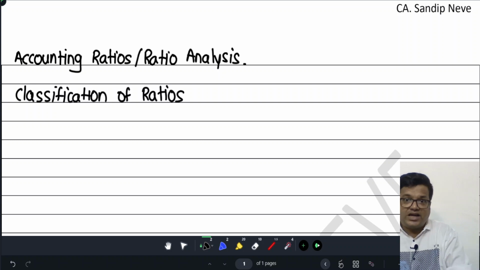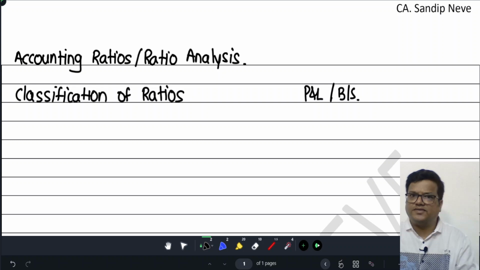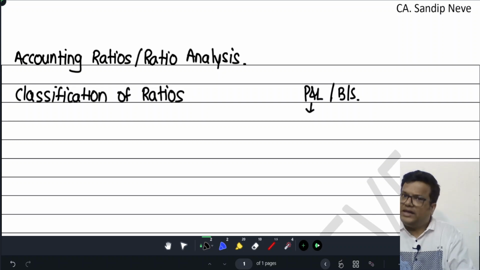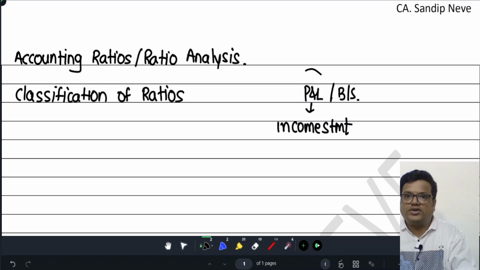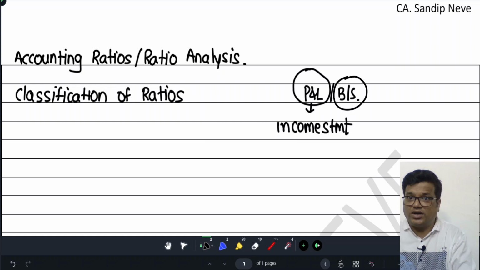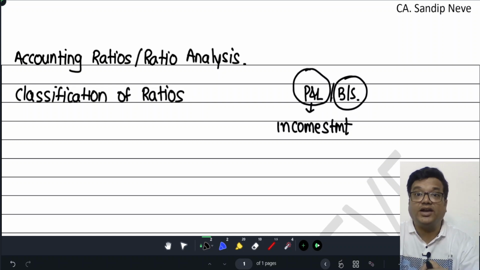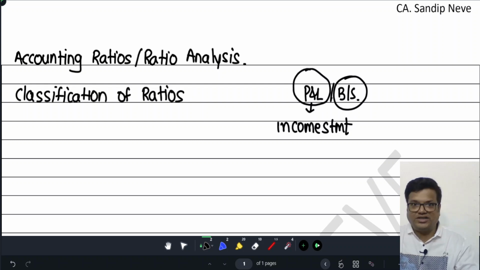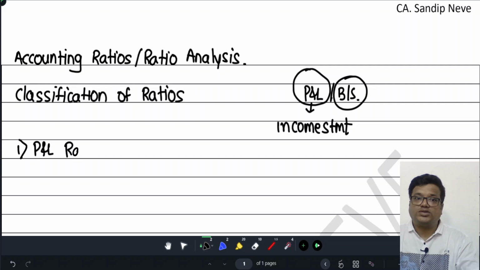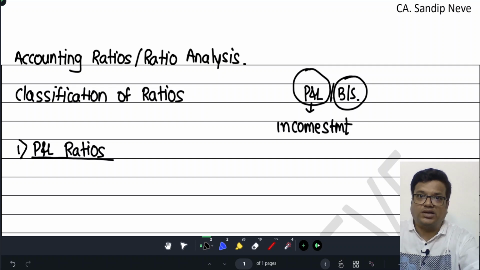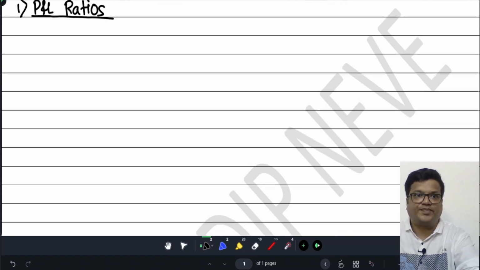Okay, so we collect the data either from P&L or from where? From balance sheet. Very simple. P&L we call as what? Income statement. So what are our sources? One is P&L, second is what? Balance sheet. This is a place from where we get our data, right friends? So based on that, we classify the ratios. The very first classification is profit and loss ratios. Okay, let's today first learn all the profit and loss ratios.